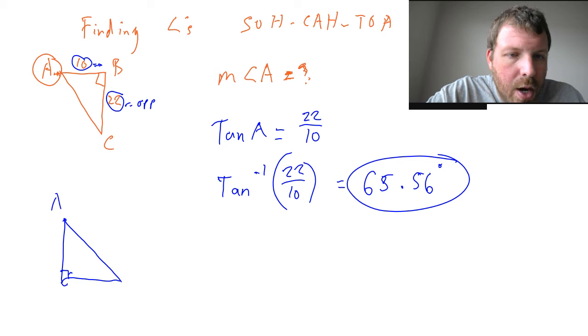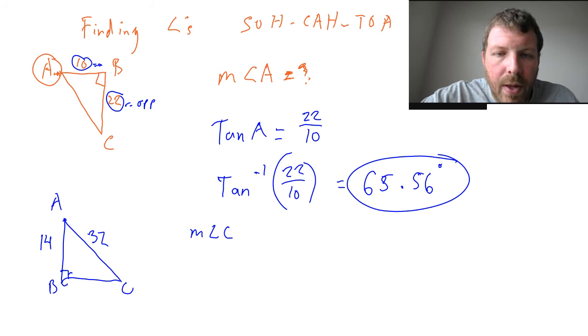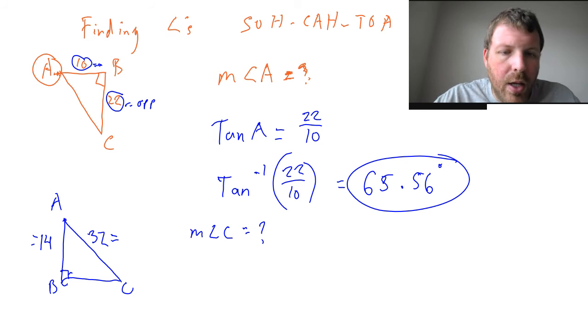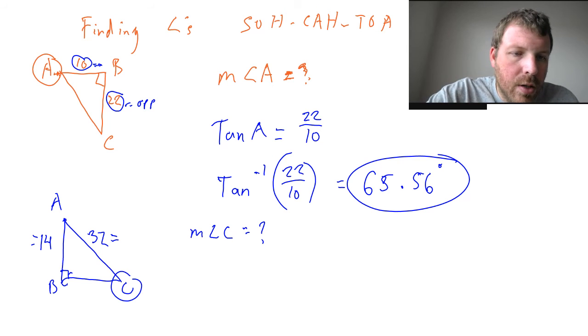All right, so I have another triangle, A, B, and C. I know that this is 14, and I know that this is 32. Let's go ahead and find the measurement of angle C. All right, so I want to find the measurement of angle C. I'm going to use SOHCAHTOA again to set up my problem. So looking at C, using that as my angle of interest, 14 is the one that's across from it, so it's the opposite. And 32 is the hypotenuse because it's across from 90 degrees.